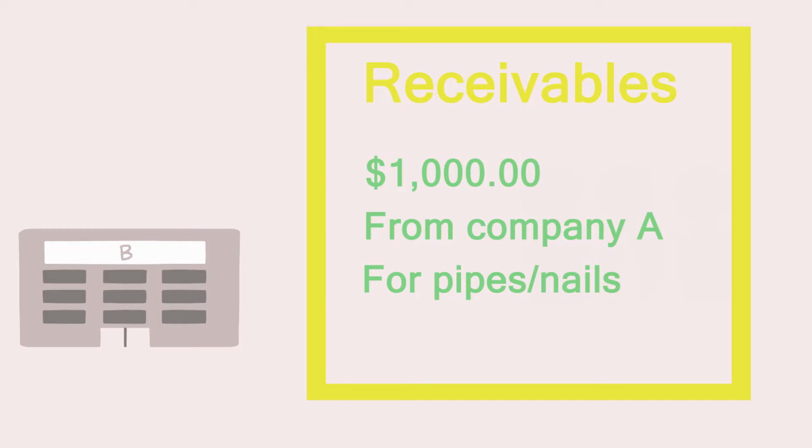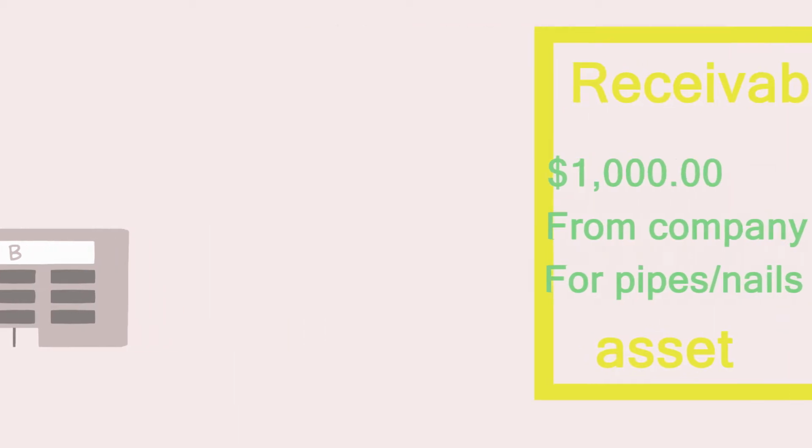Because of this near certainty, the company can report the asset right away, even if they don't get the cash until later. This is known as the accrual method of accounting, which focuses on when revenue is earned, not when cash is received.